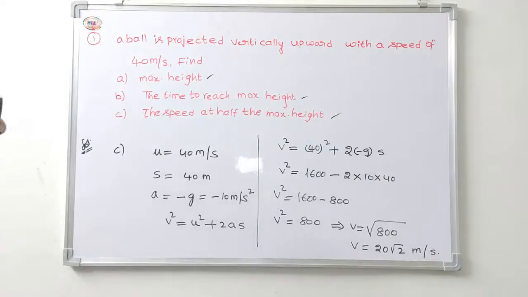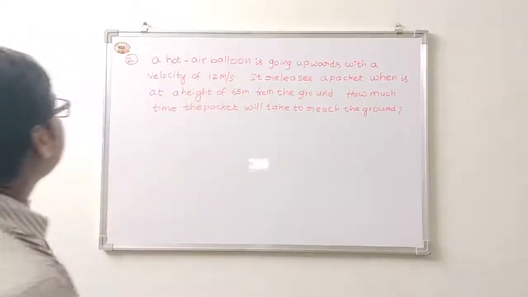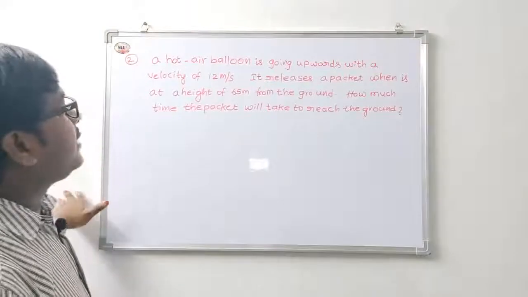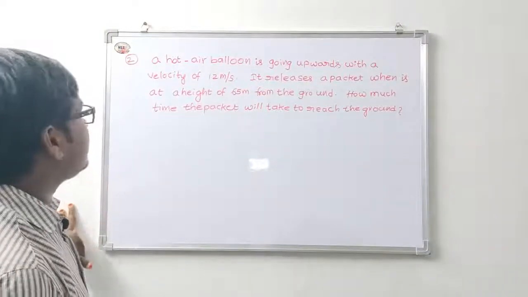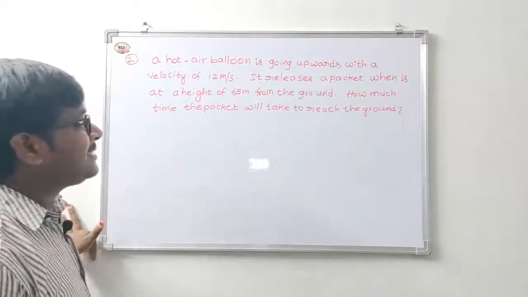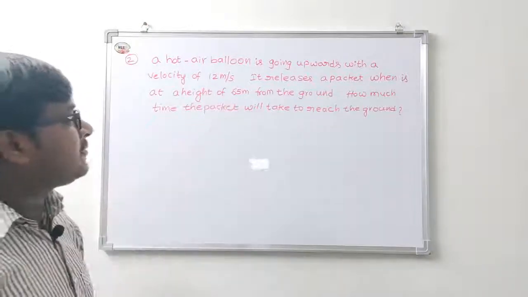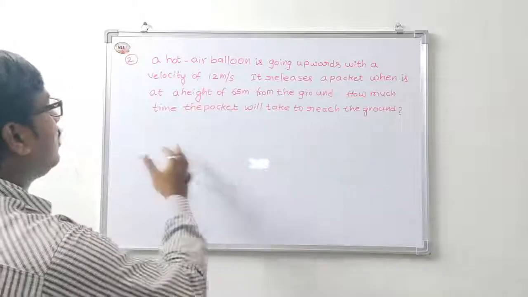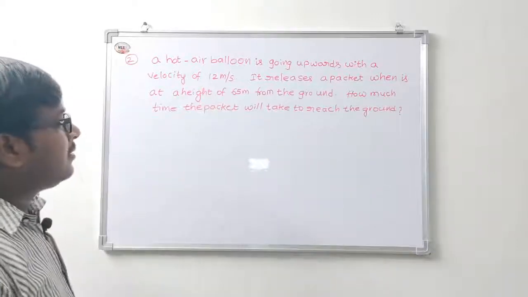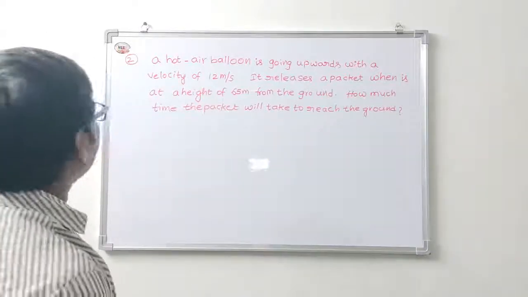The next, second problem discussed, students, is a very important problem. Okay, second problem. A hot air balloon is going upwards with a velocity of 12 meter per second. It releases a packet when it is at a height of 65 meter from the ground. How much time will the packet take to reach the ground surface?